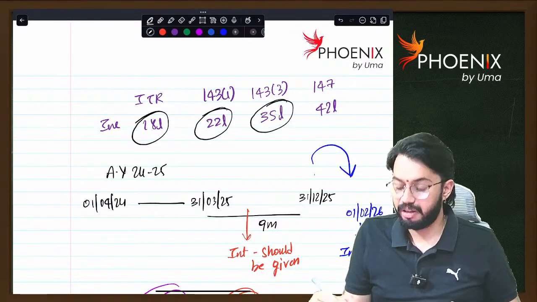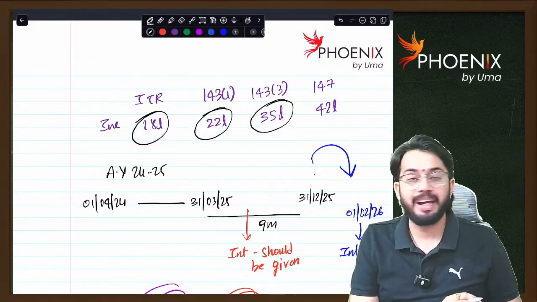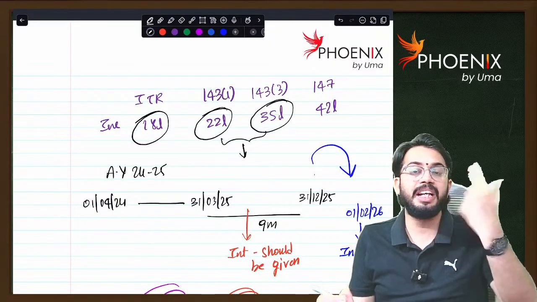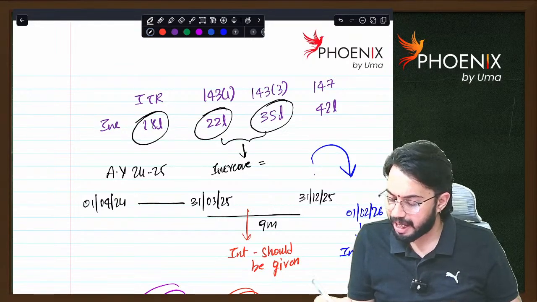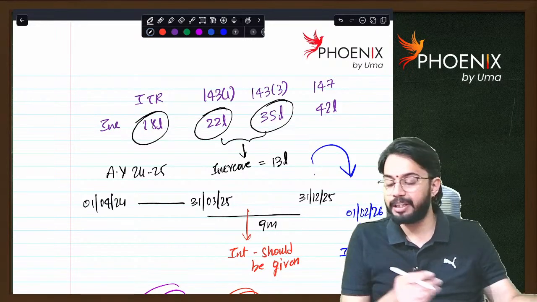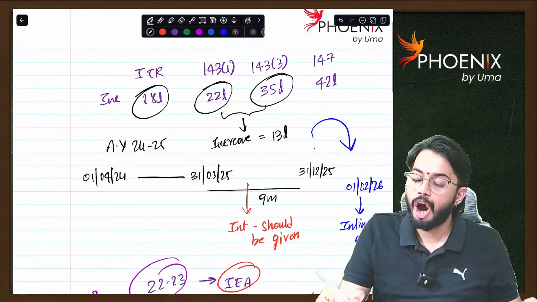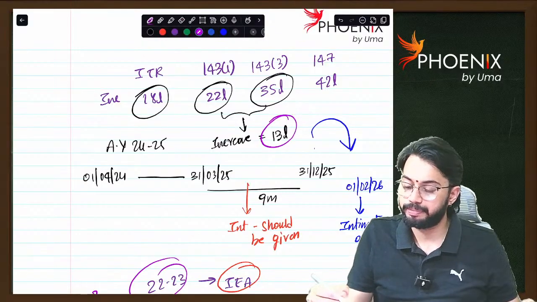As per 143(3) assessment, income is 35 lakhs. Now, how much income escaped? How much is the increase in income? The increase in income is equal to 13 lakhs. Am I correct? 35 lakh minus 22 lakh, 13 lakhs. Now, on this 13 lakhs, we need to calculate the tax amount.